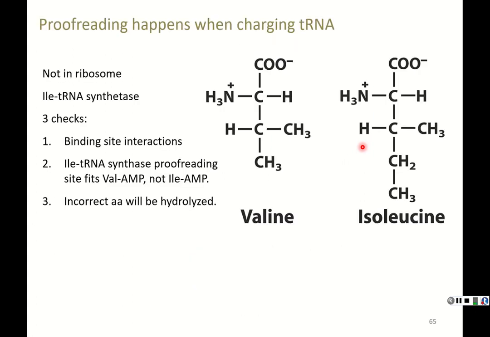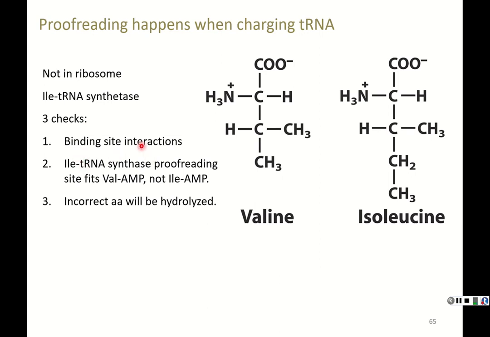Okay, proofreading does happen in translation, and it happens when you're charging the transfer RNA. One of the places it happens. So this doesn't happen in the ribosome. It happens in the actual charging. So in the case of isoleucine tRNA synthetase, there are 3 checks.